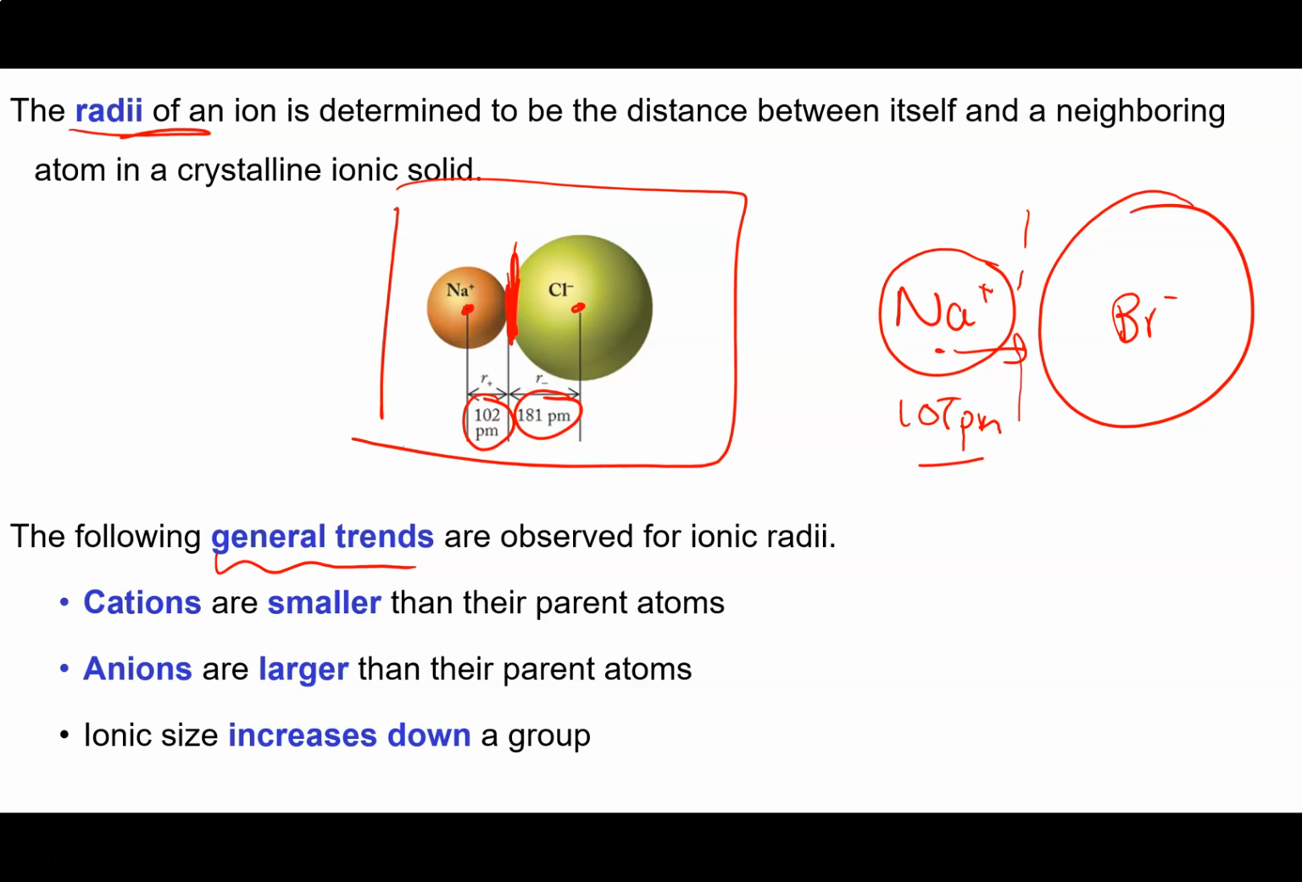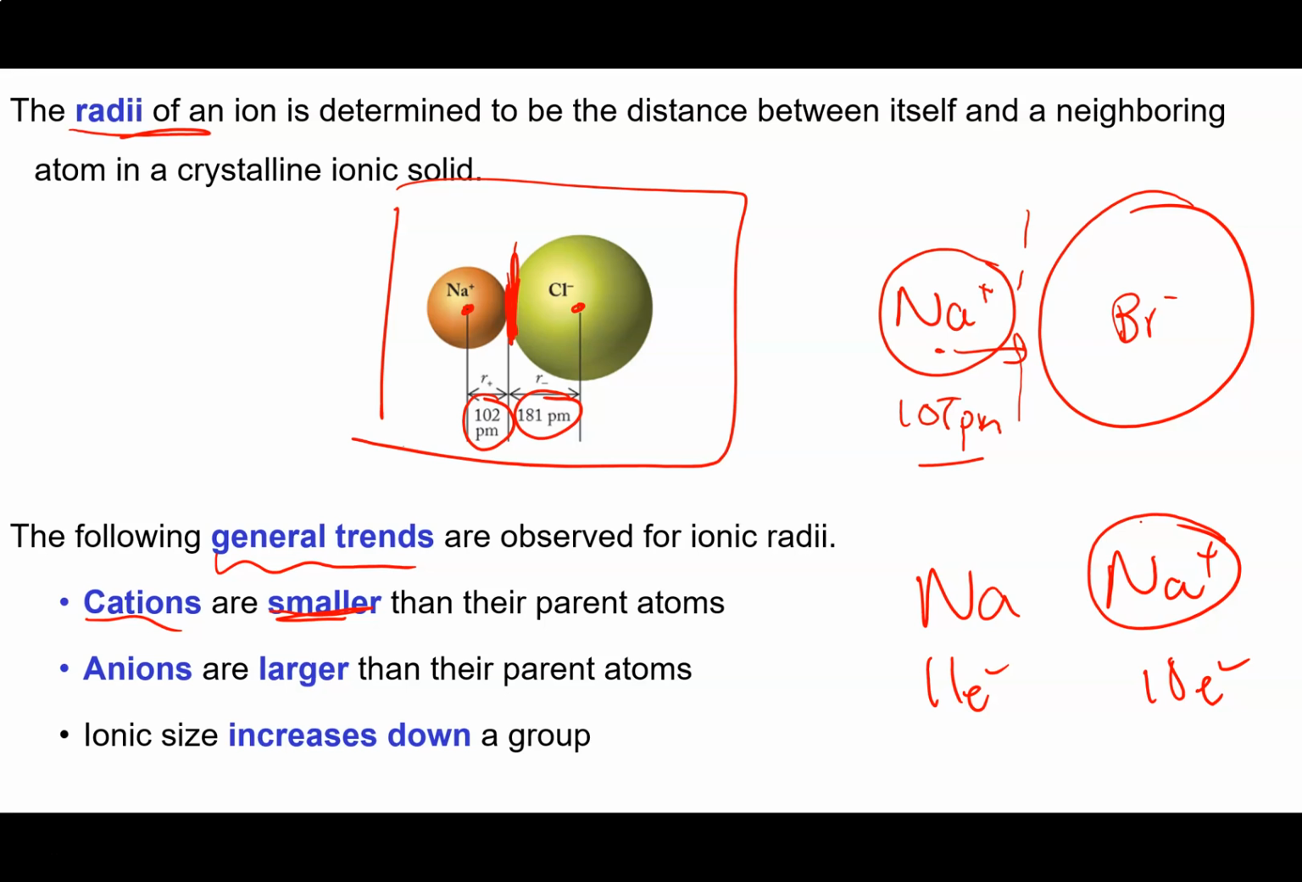The first thing to recognize is that cations, which are formed by losing electrons, are smaller than the atoms that they are made from. A sodium atom has 11 electrons and a sodium ion has 10 electrons. So it's not surprising that a sodium ion is smaller than a sodium atom, because the electrons are on the outside of the atom, and if we take one away, we're taking something from the outer edge of the atom, which makes it smaller, right?